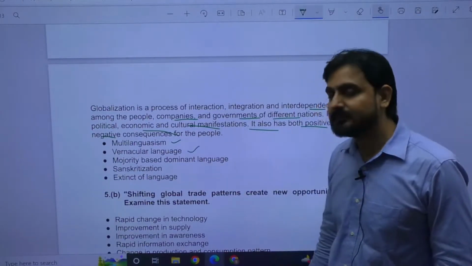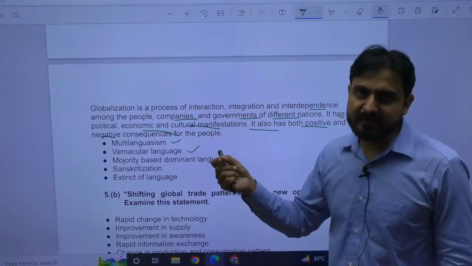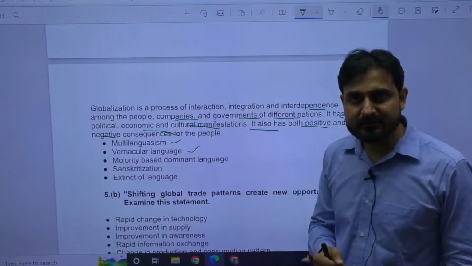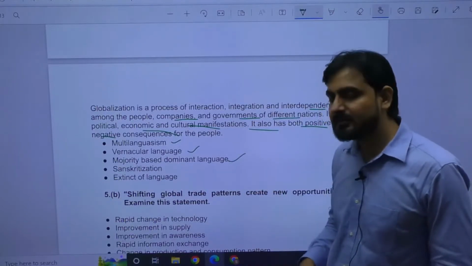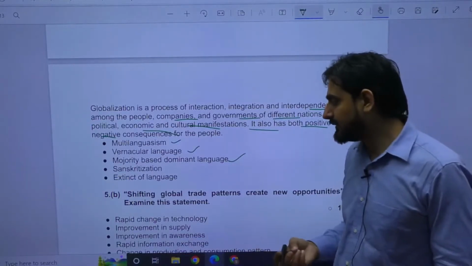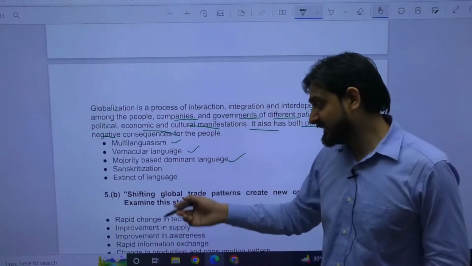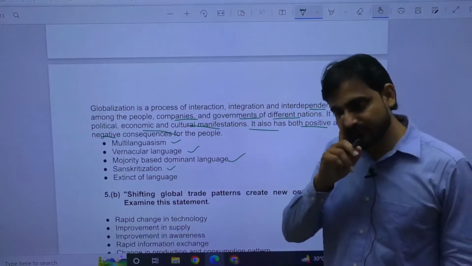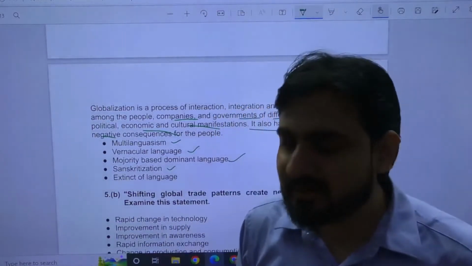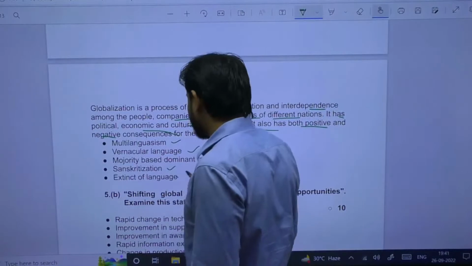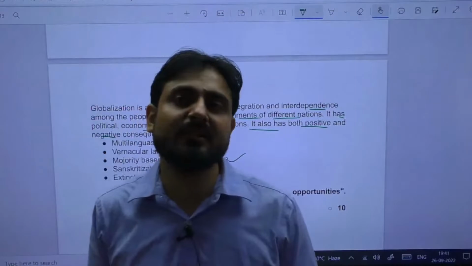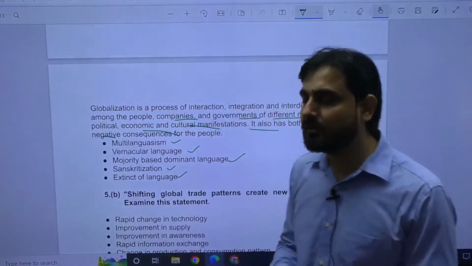Vernacular language, its strengthening as well as its depreciation. Further, majority-based dominant languages are more prevalent over the world and have a strong vocabulary. Sanskritization, from leaving one language and adopting another language. Extinction of language, extinction of tribal languages, extinction of different regional languages which earlier were dominant in nature.